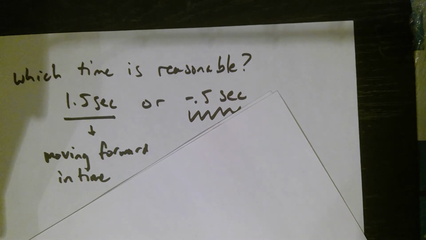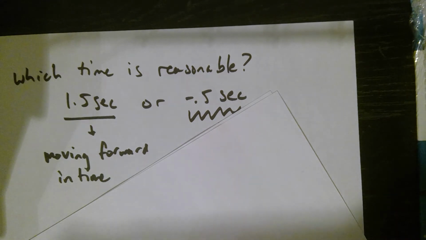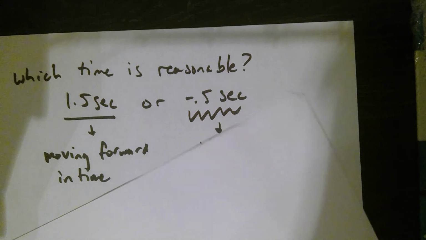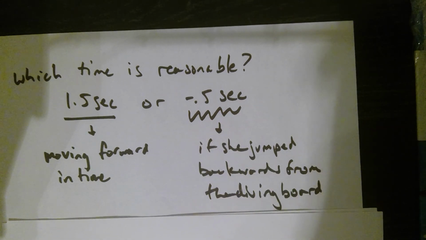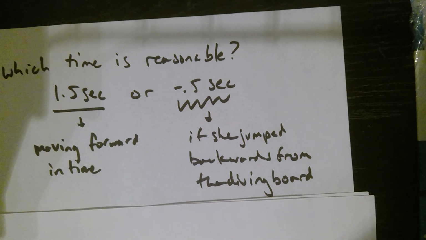she's moving forward in time. Okay, so it does not make sense to have a negative time that's going backwards and going down. Whereas if we're moving forward in time, that would make sense that it's going to take a few seconds for her to hit the water. Now, if we look at our -0.5 seconds, that would be if she went backwards. Okay, she went backwards if she went back in time. Okay, and that answer just is not reasonable.